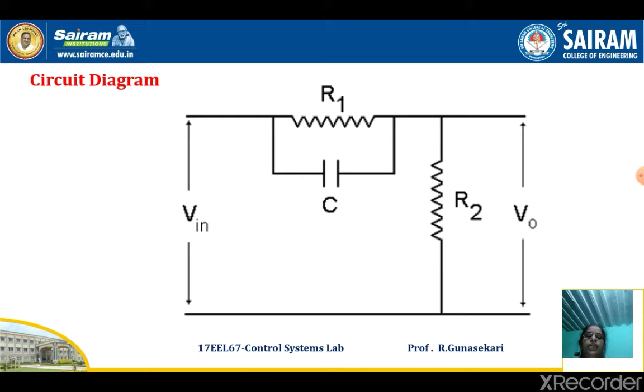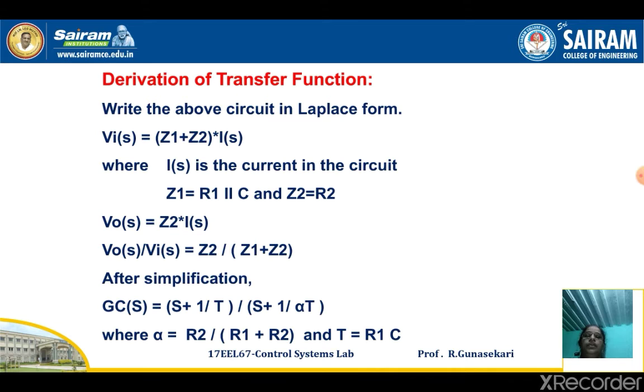See the circuit diagram. Resistance R1 and C are both connected in parallel, and then R2 is connected in series with R1. The input is given to the circuit through a signal generator. The output is seen by using a CRO. This is the RC lead compensating network. Then the derivation of the transfer function.